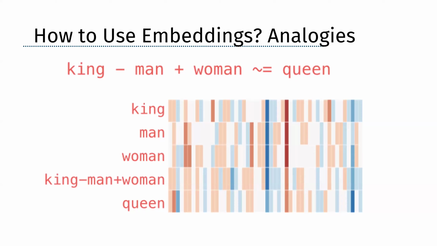This is possible because embeddings capture not just the meaning of individual words, but also the relationships between them. On the right, you can see how these word vectors align, showing how this analogy works in the model's internal representation. So embedding allows us to perform these kinds of operations, helping the model understand more than just words, but also how they relate to one another in context.